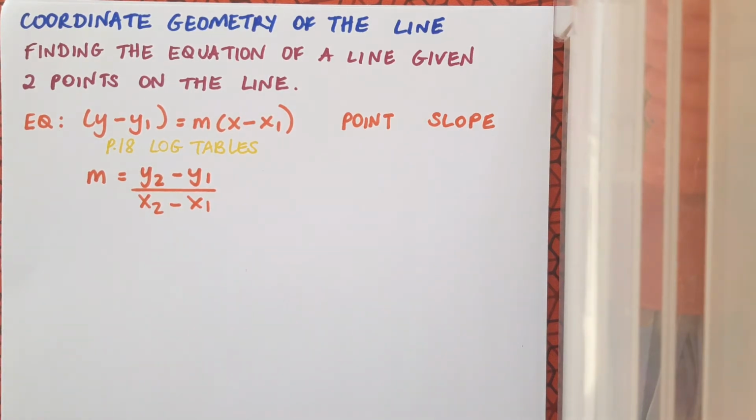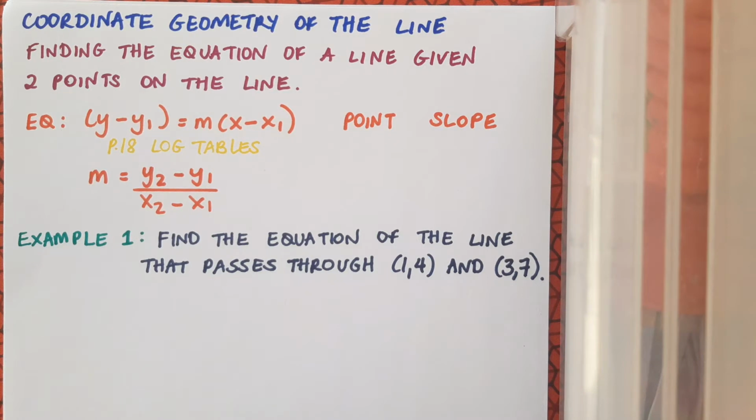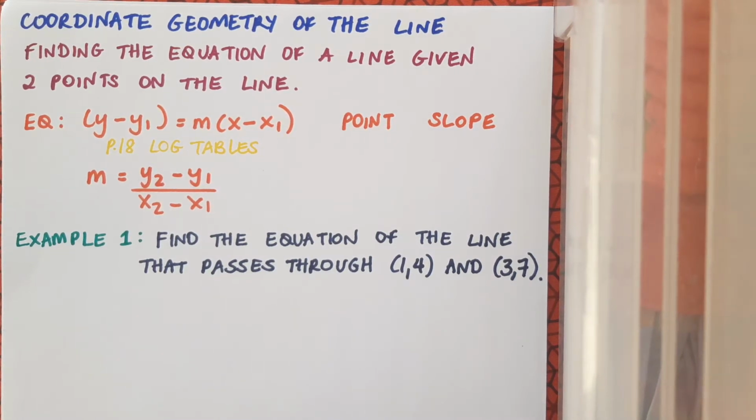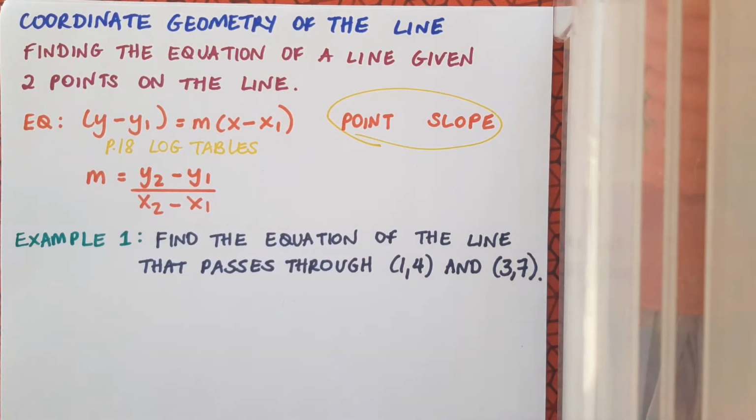Okay, so let's look at an example. In this example, we're going to find the equation of the line that passes through the points 1, 4 and the point 3, 7. So the first thing that I'll think about is, do I have all the information that I need to get the equation? Well, remember that we need to know a point, any point will do, as long as it's on the line, and the slope of the line. Now I have a couple of different points, so I'm fine on that score, but I don't have a slope. So that'll be my first step, to find the slope.